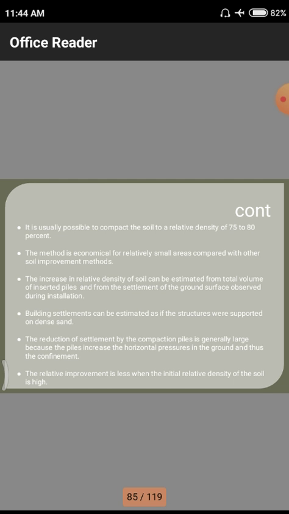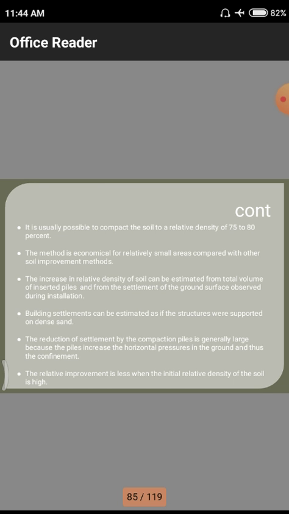Next thing is the ground surface observed during the installation. That means whenever we are using these driving techniques, we need to observe the ground surfaces, whether the piles are being driven at any irregular intervals. All those things we need to observe.